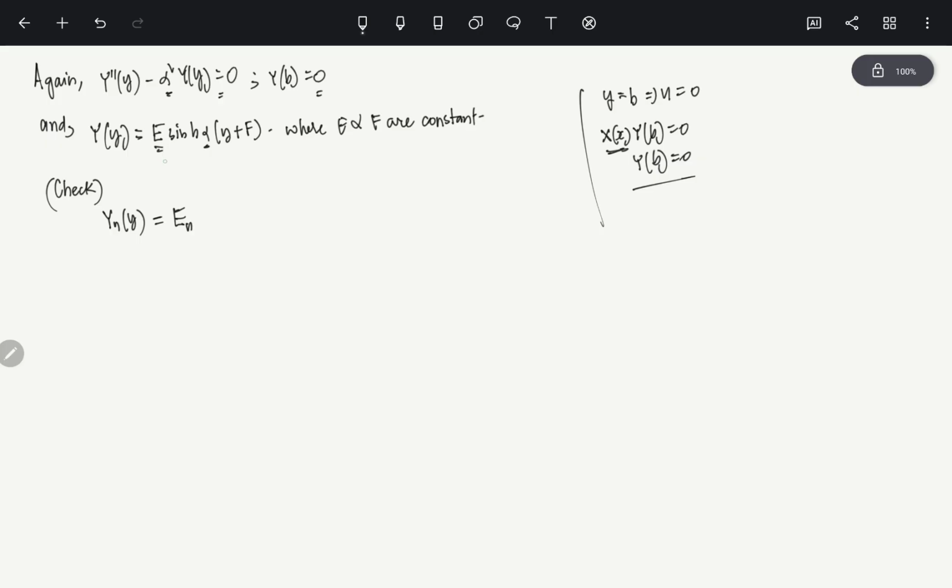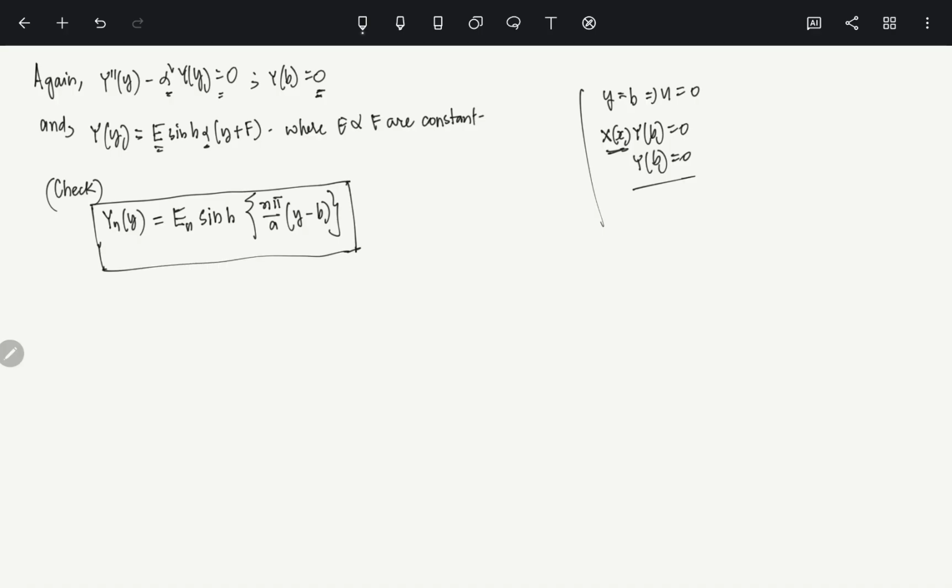This doesn't get cancelled, because you just have the information only at one point. So it becomes sine hyperbolic n pi by a, y minus b. Clear? Y at the point b equals 0. If you put it in the equation, this is what you are going to end up with. Please check this part. I am not doing this; it is a very simple calculation, and I want you to do this.